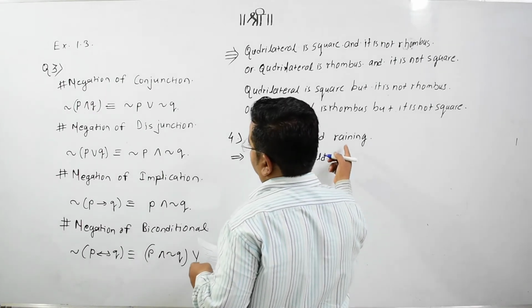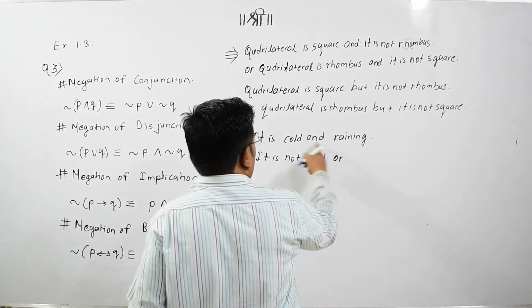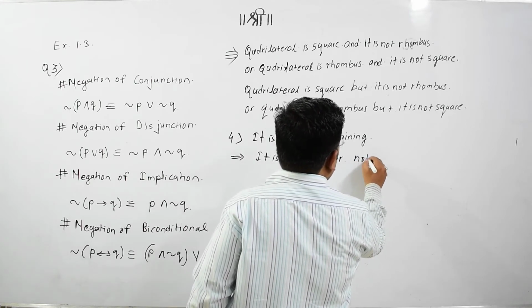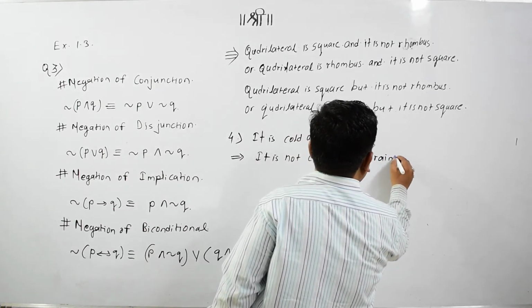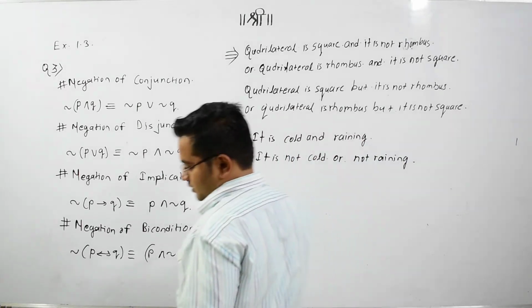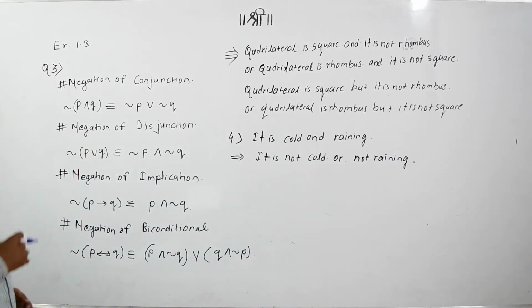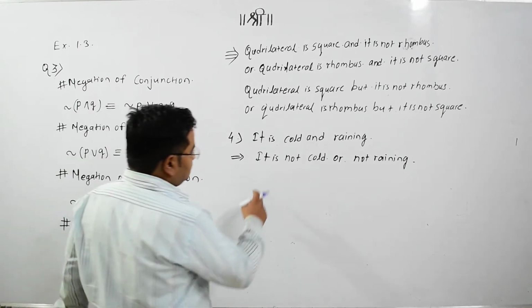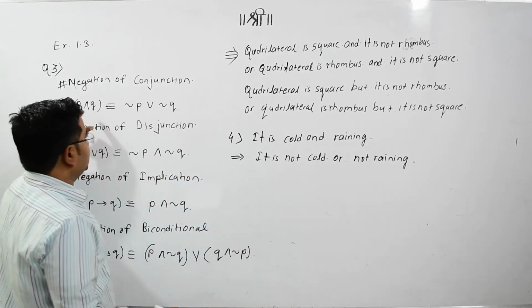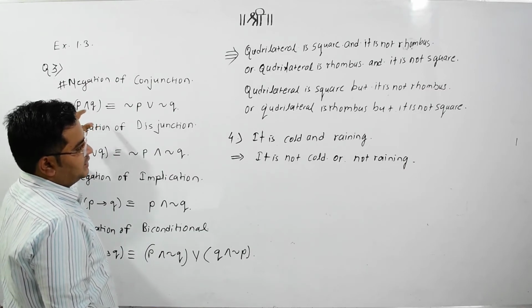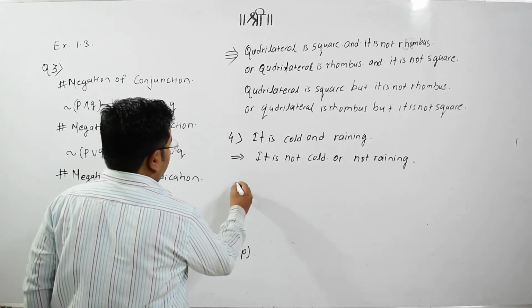So it would be: it is not cold or not raining. Okay, just look at this. That's what we need to do. So in a simple statement, I am not putting this statement again and again. We have already seen how exactly we can do it. Now we are doing it directly.